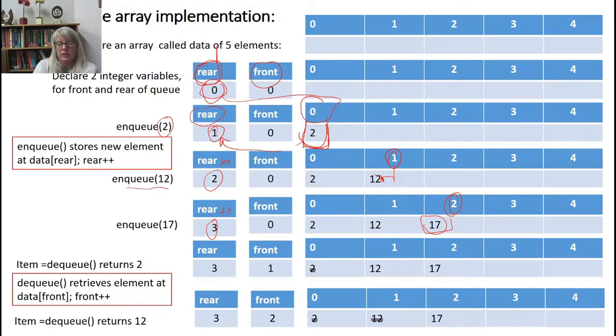And what does dequeue do? Dequeue goes to the front. Dequeue retrieves the element at data[front] and then increments front. So it goes to front, which is 0, dequeues that, and it increments. Now front is 1. If I dequeue another one, it goes to the old value, which was 1. Bang. Strike through, remove that 12, return it, and also increment front.